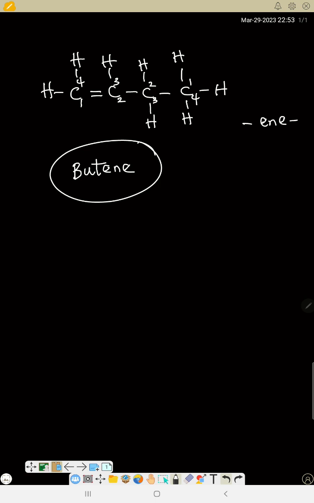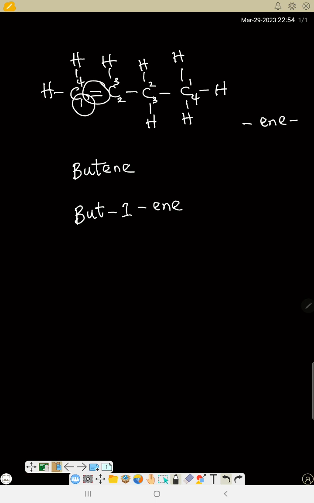So this is butene. Now if you want to specify the position of the ene, this is like saying but-1-ene, because the double bond is after the first carbon. But instead of writing but-1-ene, the one is invisible, so it's better you write butene. So the name of this structure is butene, like that.